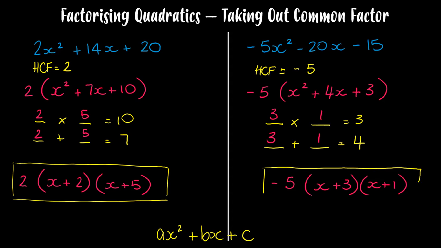So you can see that by taking out a common factor, we can factorise just like what we've been doing.